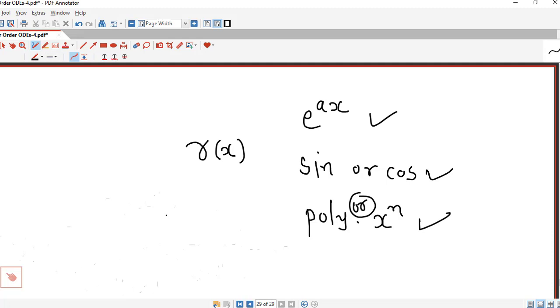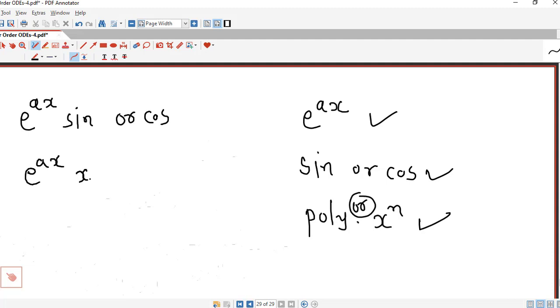But suppose these functions are in the product. The different products are exponential function with either sine or cosine, exponential function with polynomial function, and similarly polynomial function with sine or cosine function. So these are the different products.